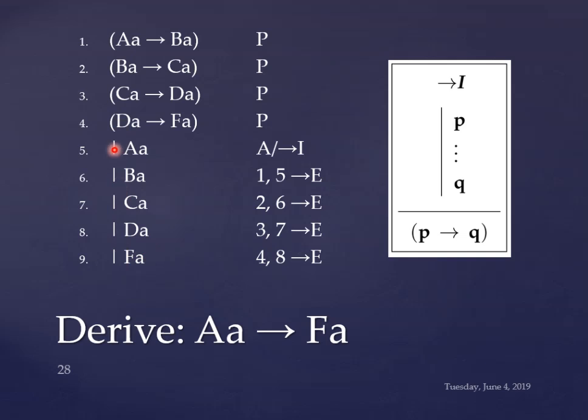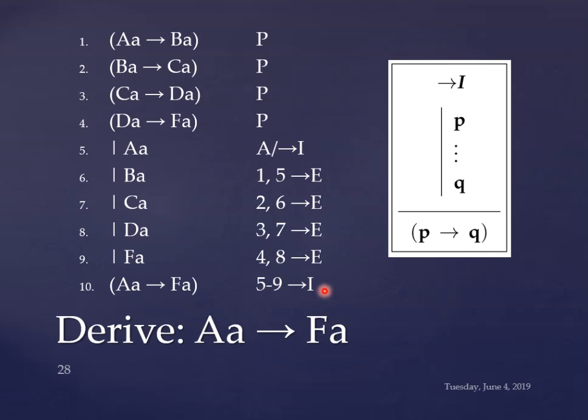So this line is indicating a subderivation. I can discharge that now because I've satisfied the requirements of the rule. I can move back to the left, and then write AA arrow FA. And I'm going to cite lines 5 through 9. Notice that there's a little dash here. That is signifying 5 through 9, 5, 6, 7, 8, 9.